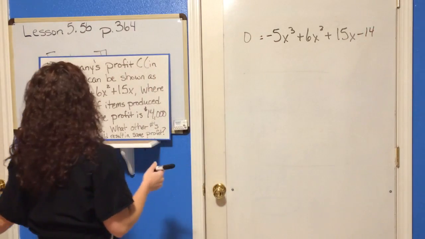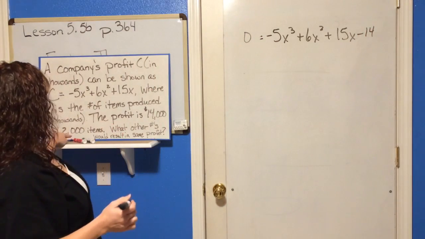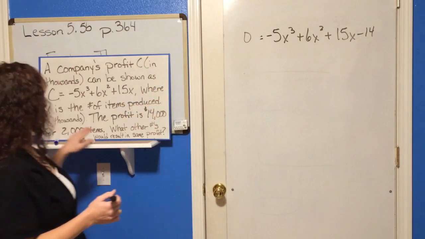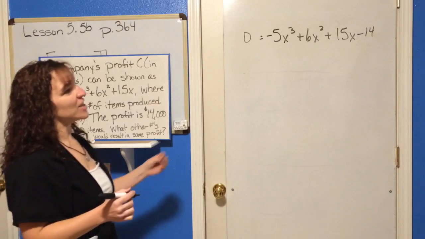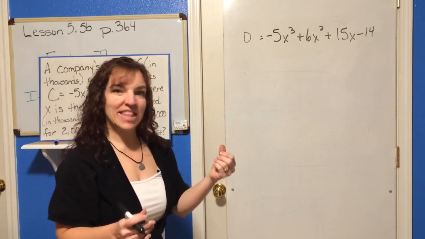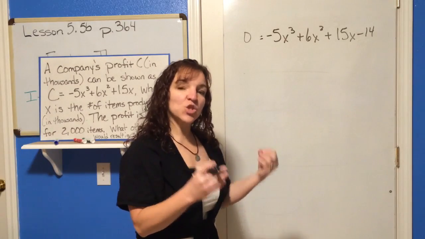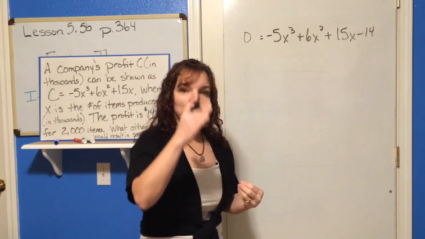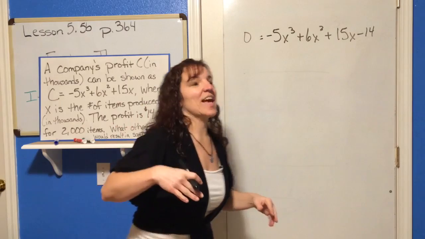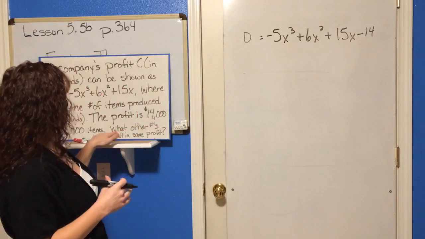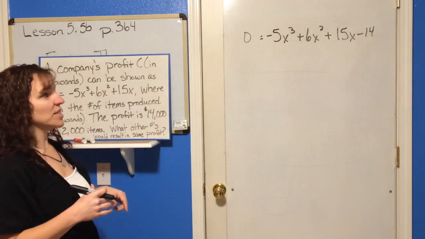All right, so now 2,000, the profit is 14 for 2,000 items. So this is saying that 2, remember, because it's in thousands, so 2 is one of the zeros. It's one of the places where this function is going to cross that x-axis. So 2 is one of my answers. I want to know what other numbers result in the same profit.